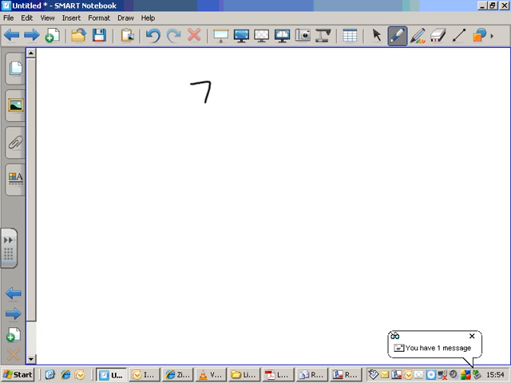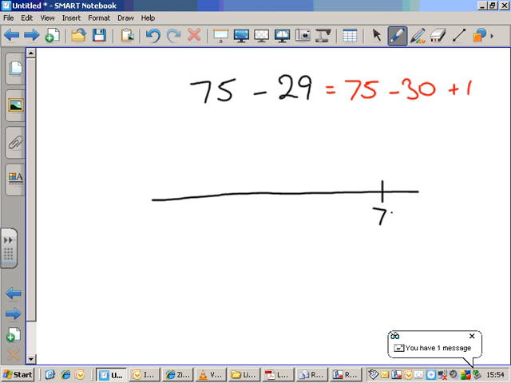Do another one with slightly bigger numbers. 75 minus 29. 29 is almost 30, isn't it? So if we do 75 take away 30, we'll then add 1 to make it 29 that we've taken away rather than 30. Here's the number line. Here's 75. Let's take away 30. What's 7 tens take away 3 tens? Well, 7 take away 3 is 4, isn't it? So 70 take away 30 must be 40. So 75 take away 30 must be 45. And then we'll add 1, get our answer of 46. And there it is. Gets quite easy, doesn't it, after a while?